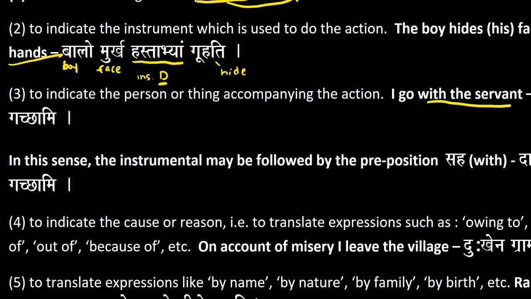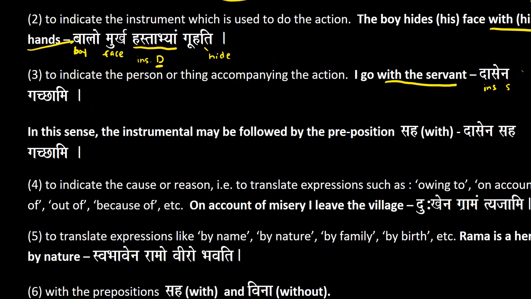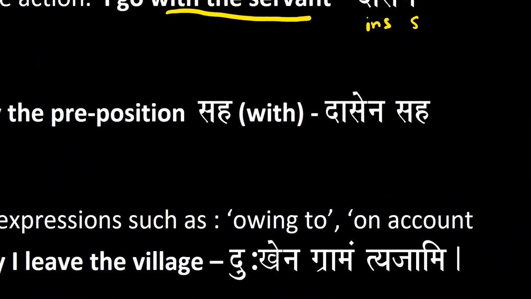So again, the servant is the instrument here because you're going with something. So the servant is your instrument in this case. In this sense, the instrumental case may also be followed by the preposition saha. We went over in the last sentence, Dasena gachami, I go with the servant. Saha is a preposition governing the instrumental case. So just like how we had prepositions governing the accusative case, you also have prepositions governing the instrumental case.